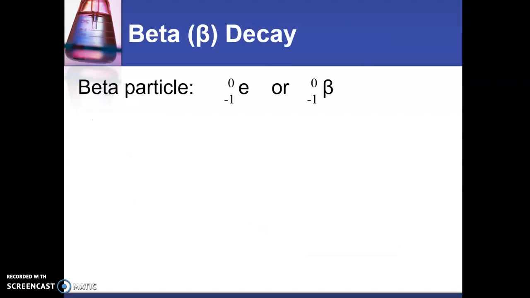The second symbol is called a beta particle, which is an electron. Notice that the mass is 0, if you remember that from our first chapter, and the charge is -1.